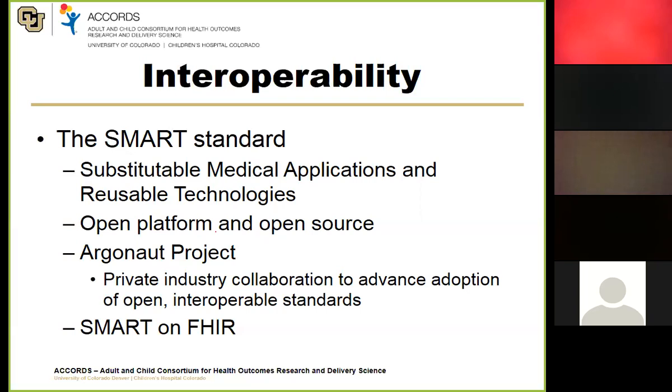It intersects well with the Argonaut project, which is a private industry collaboration. It involves 5 of the major EHR companies and a number of healthcare systems; Intermountain Healthcare and Mayo are among them. And the idea is that they're advancing the adoption of interoperable standards to help promote the idea that data should be able to be shared, and to get away from building solutions that are linked only to one type of EHR or one type of operating system or one specific thing.